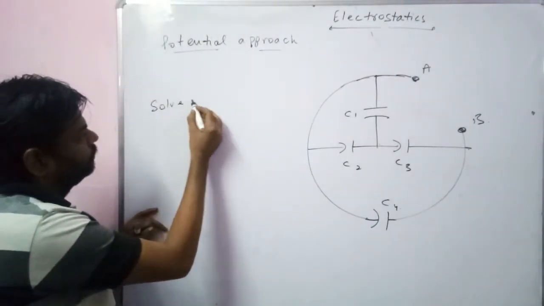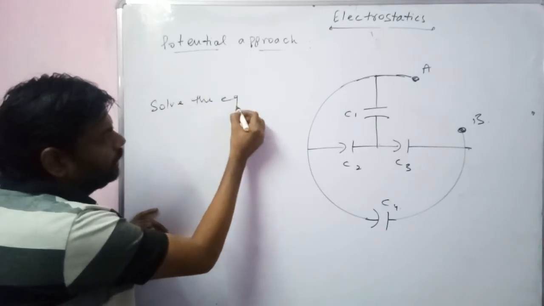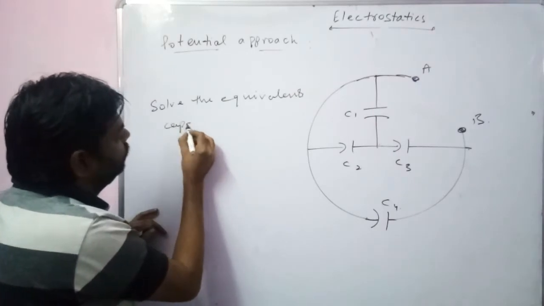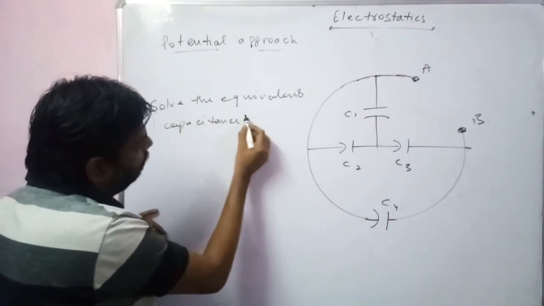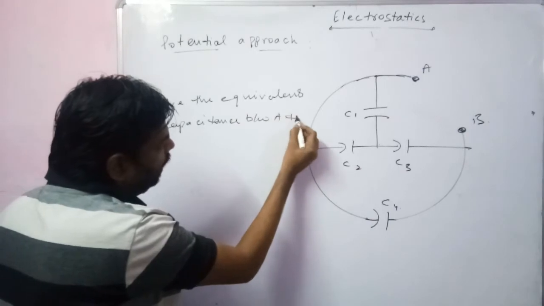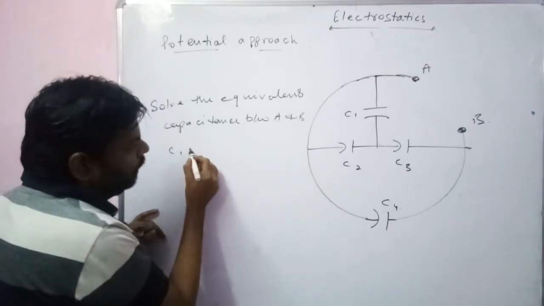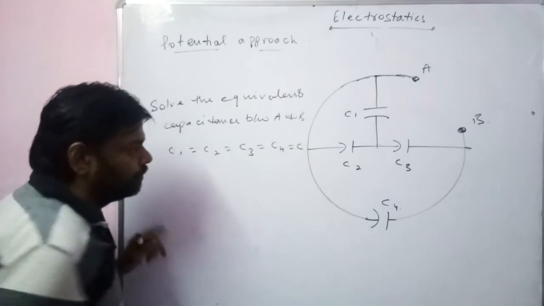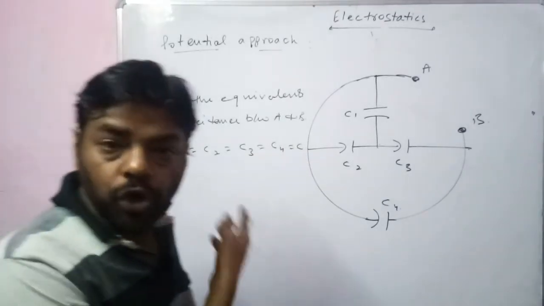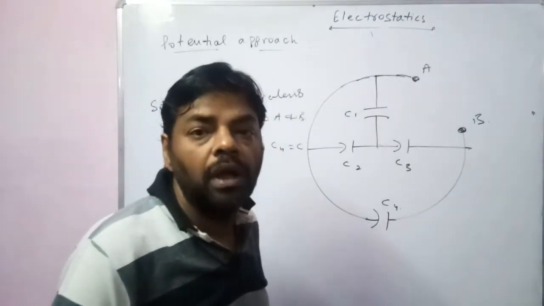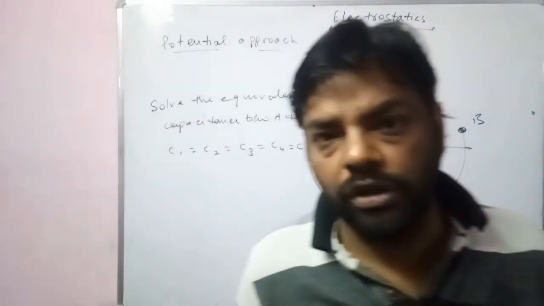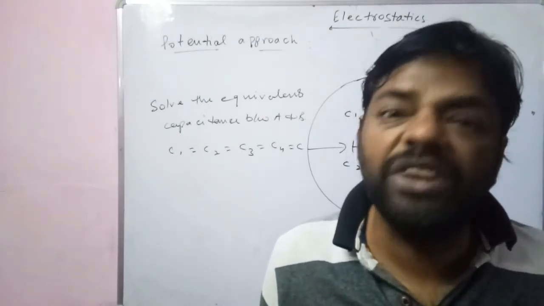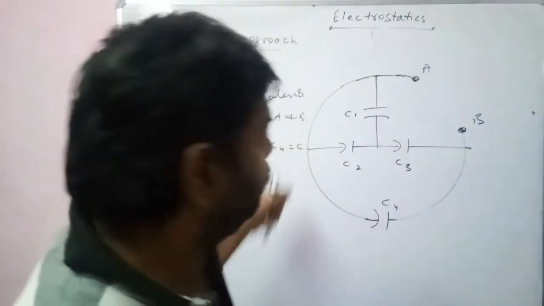Solve the equivalent capacitance between A and B. Say C1, C2, C3 and C4 are all equal to C. Okay? Now, this question is your homework. Now, I will discuss another type. This particular type is given the special name Wheatstone bridge. Okay? Copy this. It is your homework.